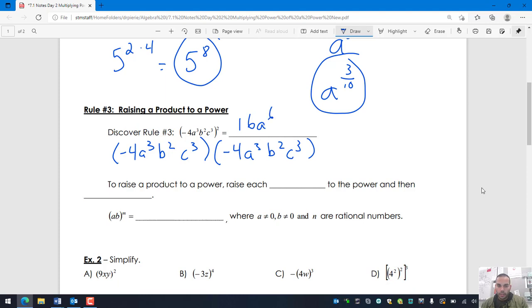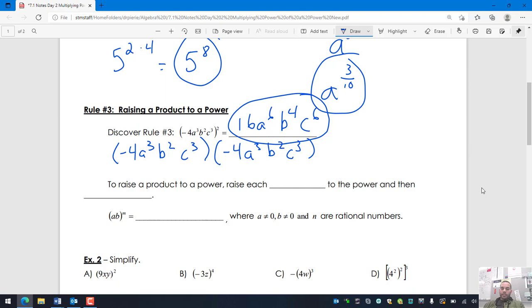I got b squared and b squared. Add the exponents with the same base. 2 plus 2 is 4, b to the 4th power. And the last piece I see here is c cubed times c cubed. 3 plus 3 is equal to 6. It should be c to the 6th power. Okay, that is the cleaned up version of that guy right here.